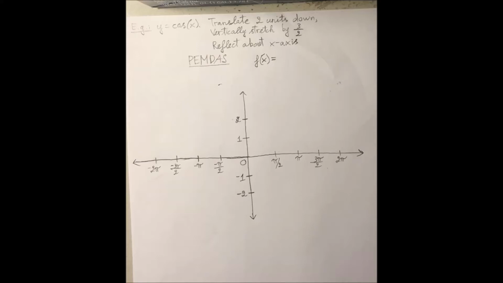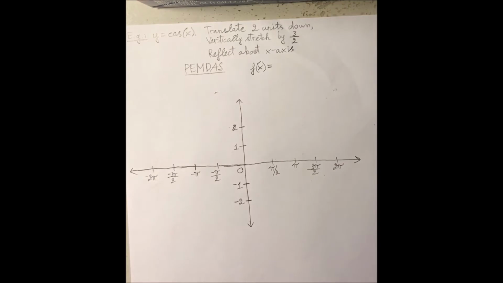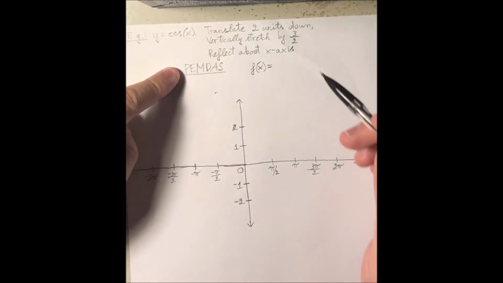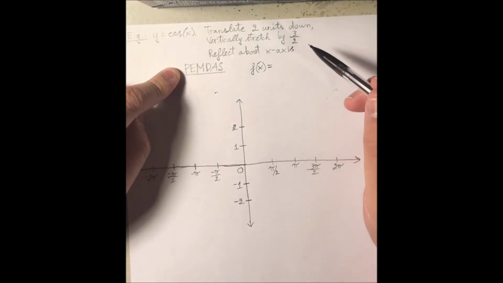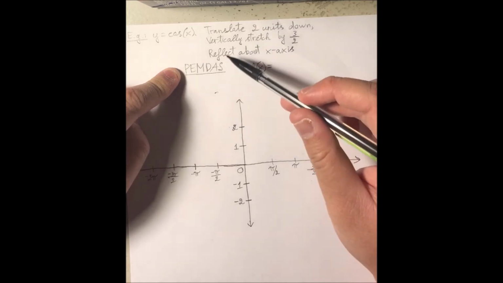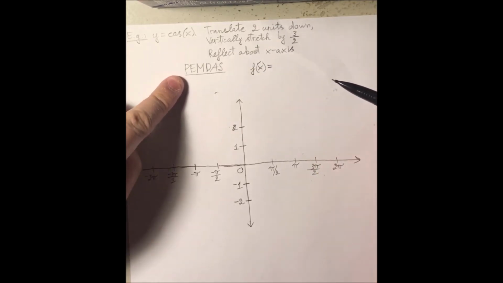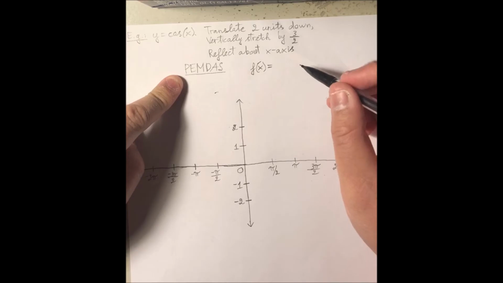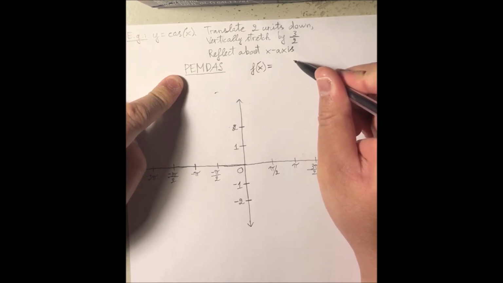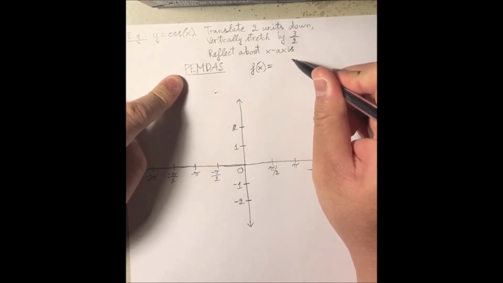Alright, let's go over the fifth example of transformation of function with the given function of cosine of x. So as usual, when we complete one transformation at a time for these three transformations, we want to use the order of operation PEMDAS. So we're going to start out with the parentheses first.